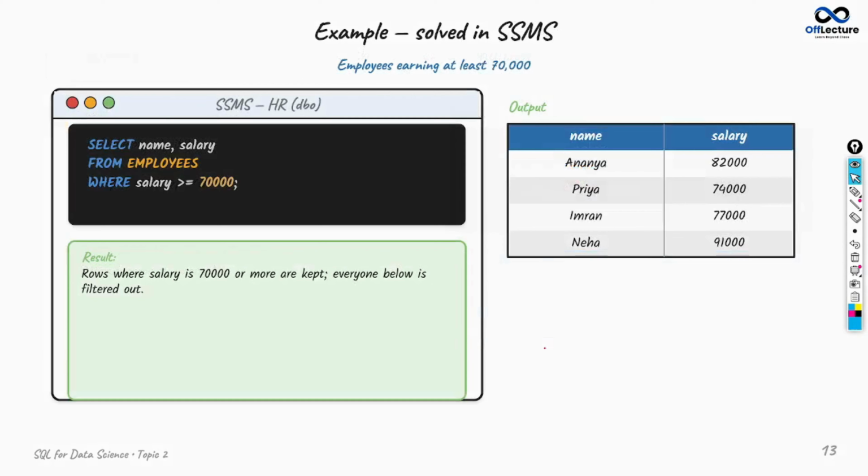Let's understand with an example. Let's suppose we want to extract the employees earning at least 70,000. That is, we want to get the employees who are earning either equals to 70,000 or greater than 70,000. So what query we will write? We will write select. You can write star also, or if you just want the names and the salaries, you can write name and salary also, from employees where salary is greater than equals to 70,000.